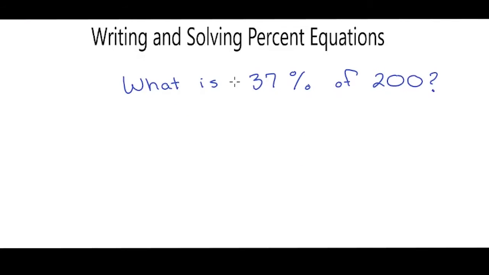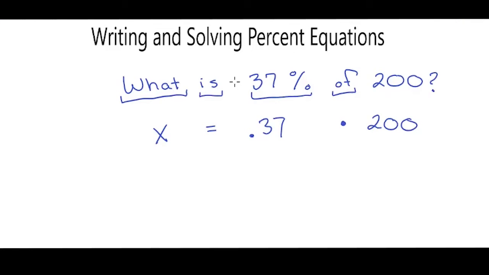So here we have the question, what is 37% of 200? What you can do is you can actually turn this into an equation. So let's say for the word what, let's make that x. The word is, we'll make that equal. Now 37%. Remember, we need to turn this into the decimal equivalent. So this will be 0.37. Of becomes multiply, and then we keep 200 the same.